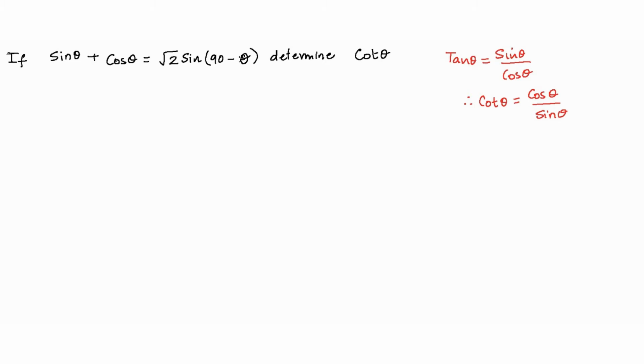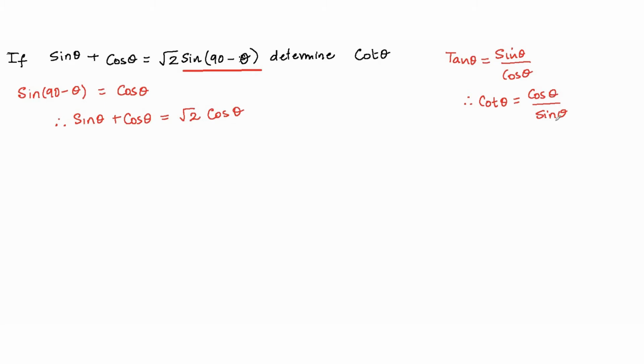Let me see if I can simplify a few terms. I notice that there is sine of 90 minus theta. I know that sine of 90 minus theta is equal to cos theta, right? We are aware of this particular identity. Therefore, sin theta plus cos theta equals root 2 times sine of 90 minus theta, which can be written as cos theta.